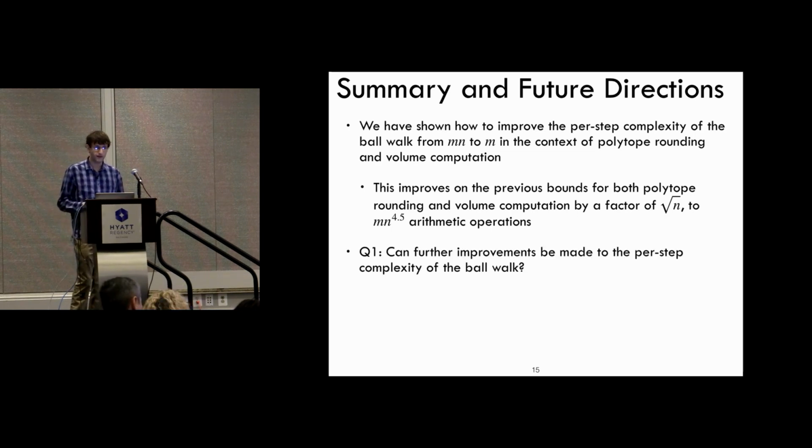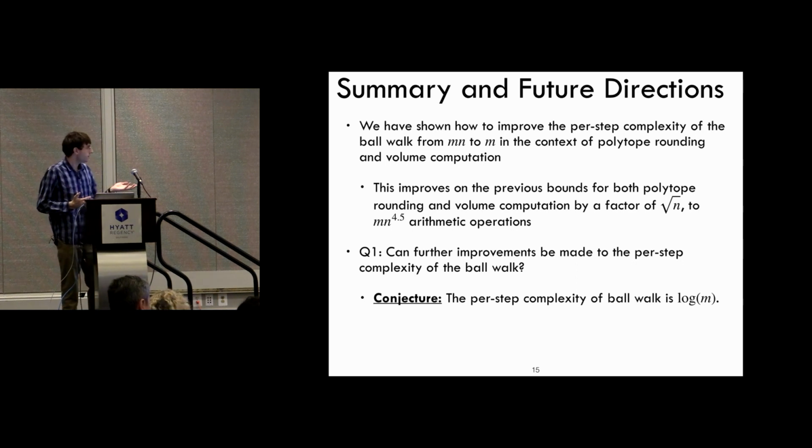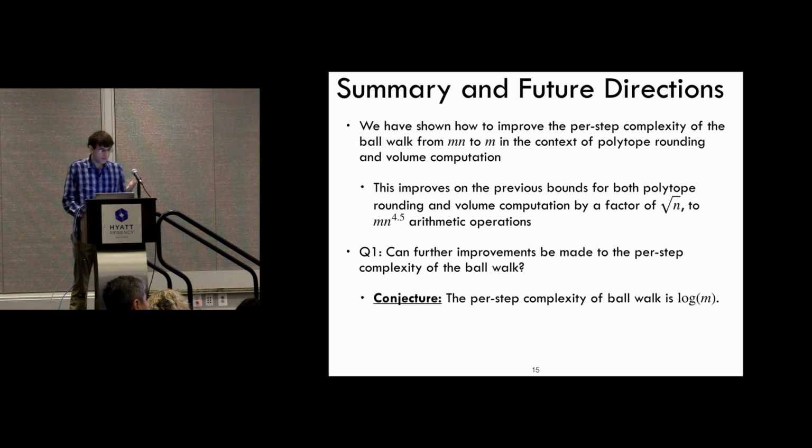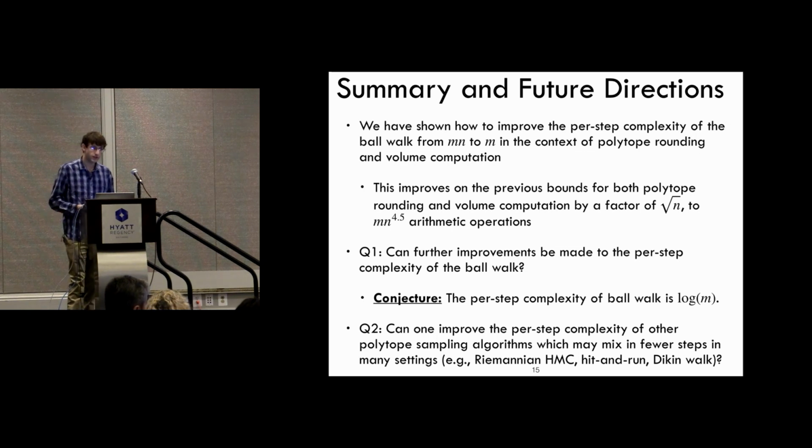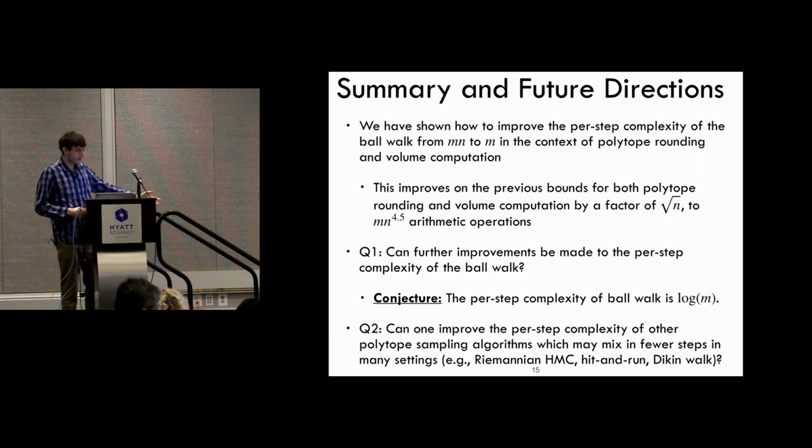The first question that we have is, can we make further improvements to the per step complexity of the ball walk? Specifically, we conjecture that the per step complexity of the ball walk can be brought down to something on the order of log of m, so logarithmic in the number of polytope faces. And the second question is, can one improve the per step complexity of other Markov chains used to sample from polytopes, which may mix in fewer steps in many settings than the ball walk? Specifically, Riemannian HMC, the hit and run Markov chain, or the Dikin walk.